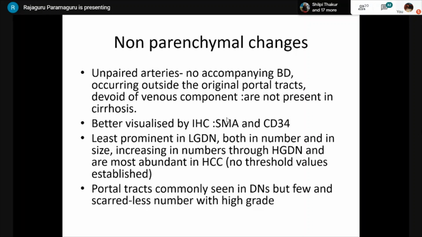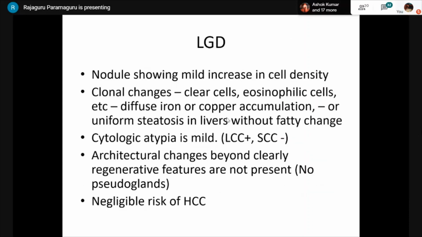The least prominent in low-grade dysplasia is both in number and in size. Then what you will have to look for is the portal tracts. So the portal tracts are commonly seen in dysplastic nodule, but they are few and less in number in low-grade dysplasia compared to that of the high-grade dysplasia. So in a nodule, if you are able to see a normal portal tract, it can be present in a dysplastic nodule, and it is more commonly seen with a low-grade dysplastic nodule than a high-grade dysplastic nodule.